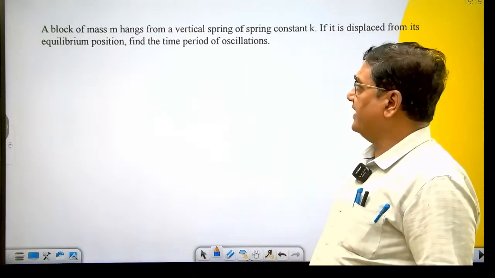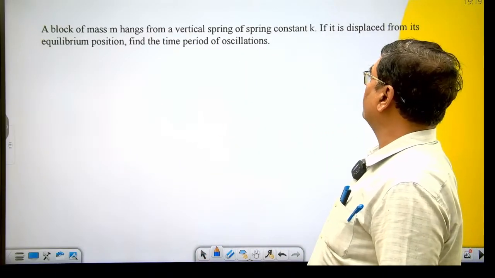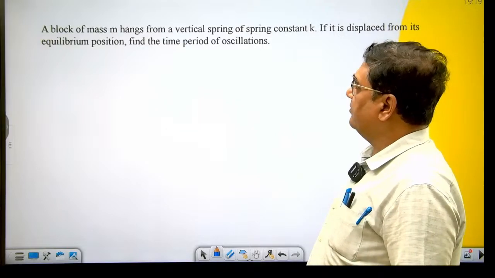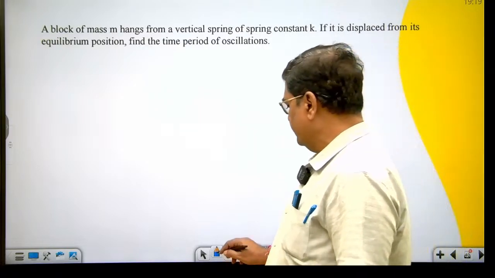A block of mass m hangs from a vertical spring of spring constant k. If it is displaced from its equilibrium position, find the time period of oscillations.